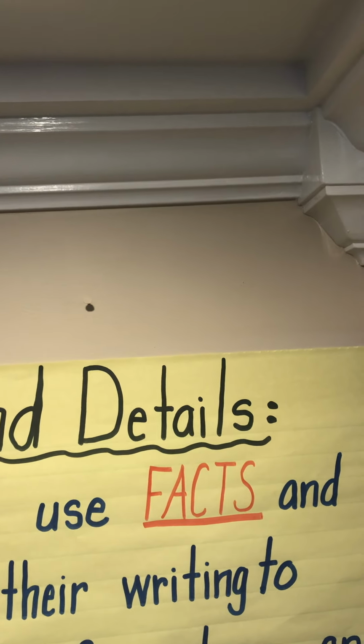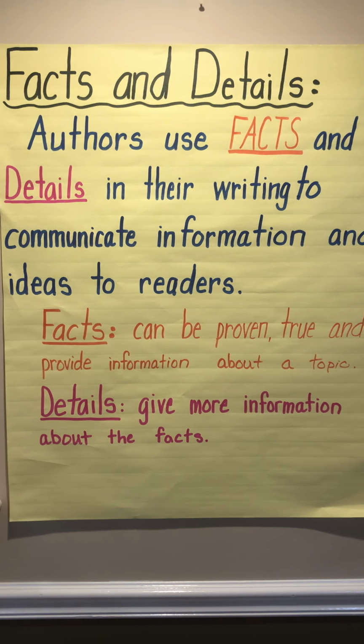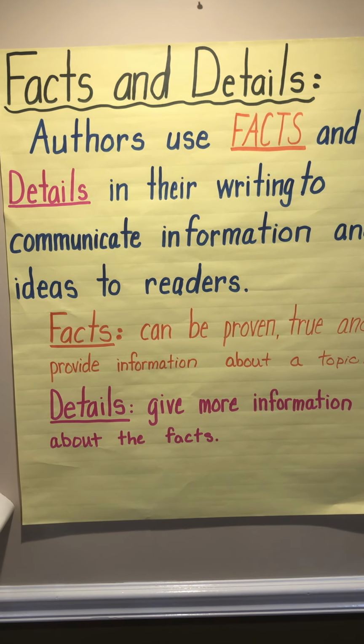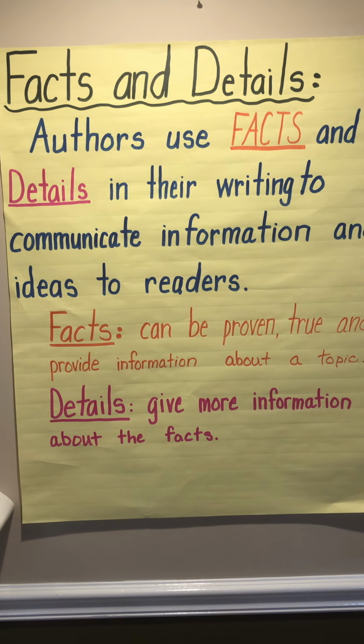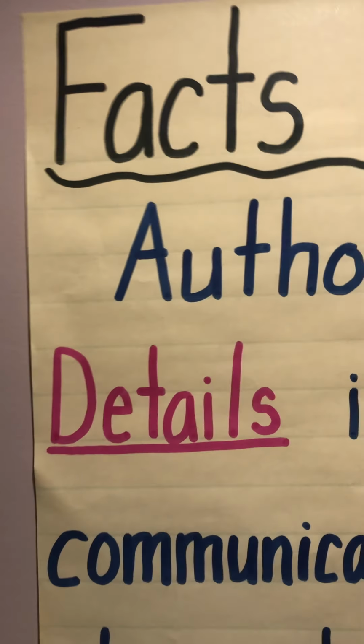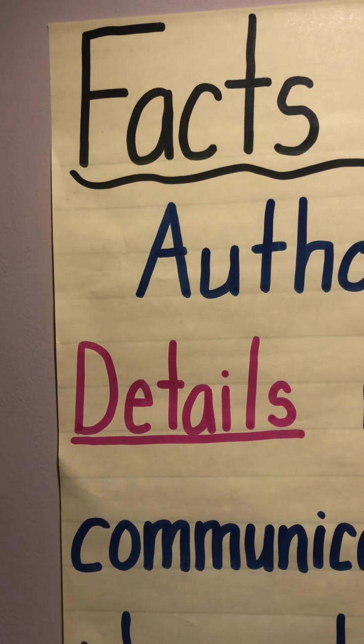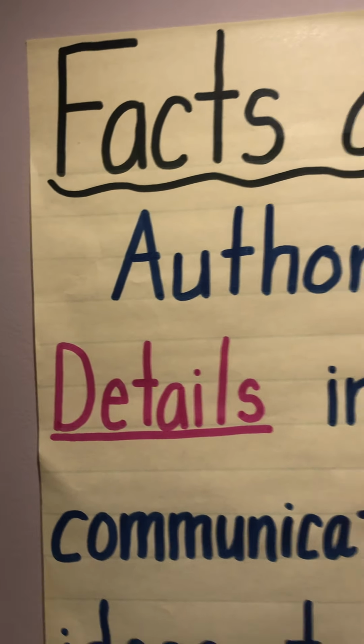So let's take a look at the chart we have today. The heading is facts and details. So that tells us what our chart is going to be about. So let's talk about facts and details. Authors use facts and details in their writing to communicate information and ideas to their readers. Whoa, that's a lot to take in, isn't it? What it's basically saying is authors write about facts, things they can prove to be true, and then they add details about those facts in order to help you understand those facts a little bit better, okay? Hopefully that can help you understand that a little bit better.